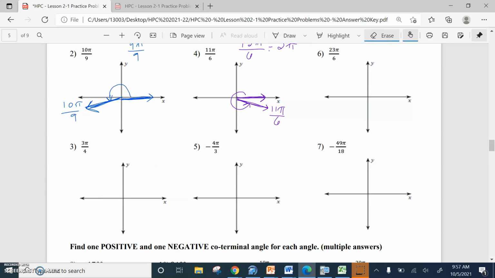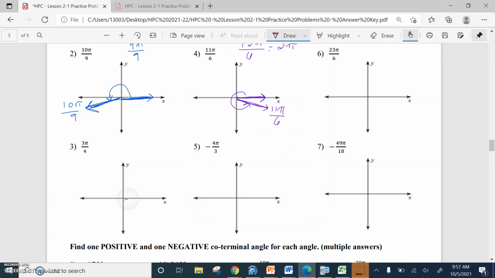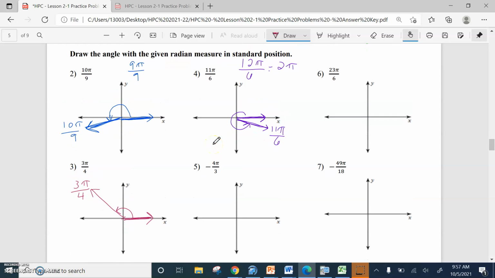So if I erase those, if I go to draw this, maybe I'll change it to this color. Standard position, right? We kind of darken that in to represent our initial side. And then 3 pi over 4 we determined is 45 degrees off this direction. So we label 3 pi over 4, and we show that little line directing us as to what direction that angle is. We did number 4. 2, 3, and 4 are very similar to each other.